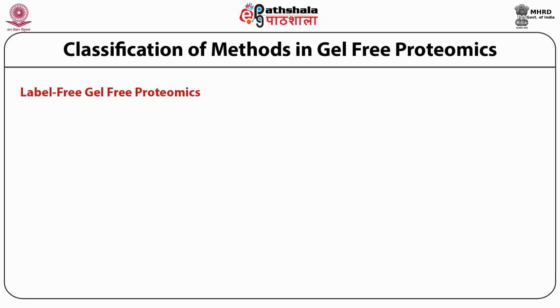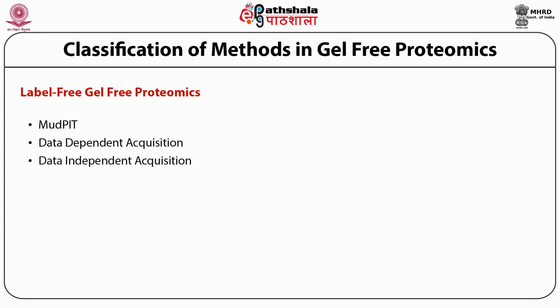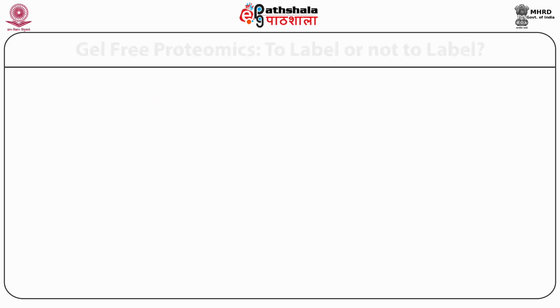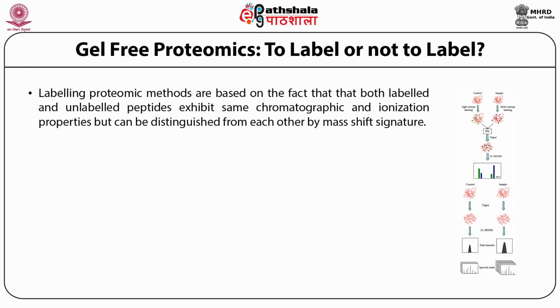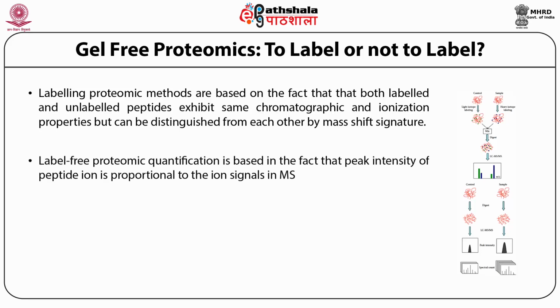Under label-free gel-free proteomics, we have MudPIT, data dependent acquisition and data independent acquisition. Gel-free proteomics: the question is to label or not to label. Labeling proteomic methods are based on the fact that both labeled and unlabeled peptides exhibit the same chromatographic and ionization properties but can be distinguished from each other by mass shift signatures. Label-free proteomic quantification is based on the fact that peak intensity of peptide ion is proportional to the ion signals during the mass spectrometric analysis.